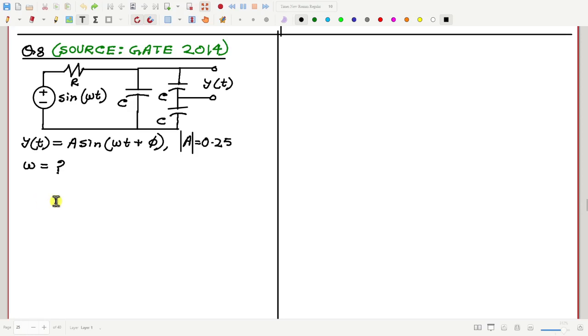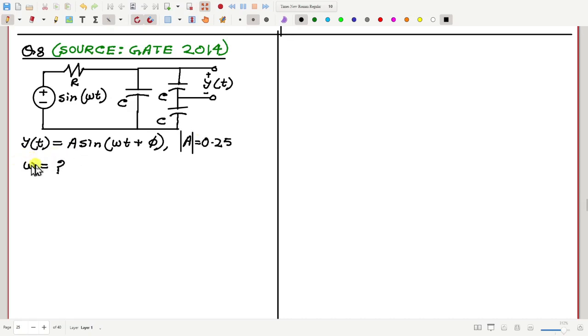Today we will also solve some example problems on AC circuits, steady state sinusoidal AC circuits. So let this be the first problem. We have a circuit and there is a voltage source, sin omega t, an AC source, and on the right side we have a voltage y(t), with plus and minus terminals.